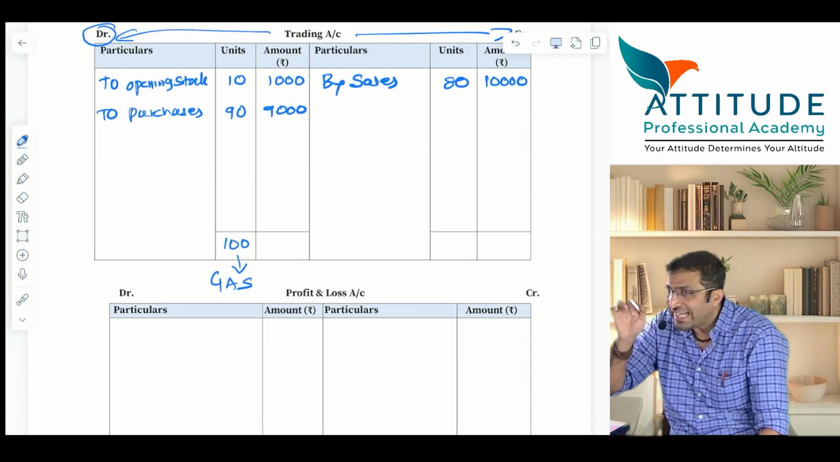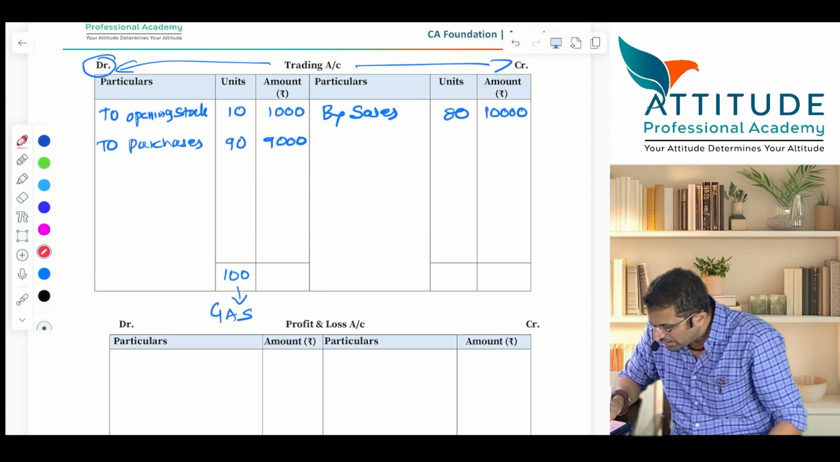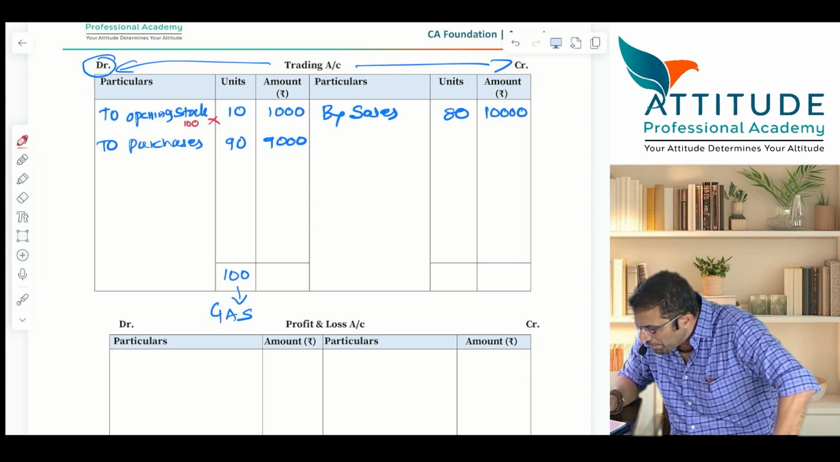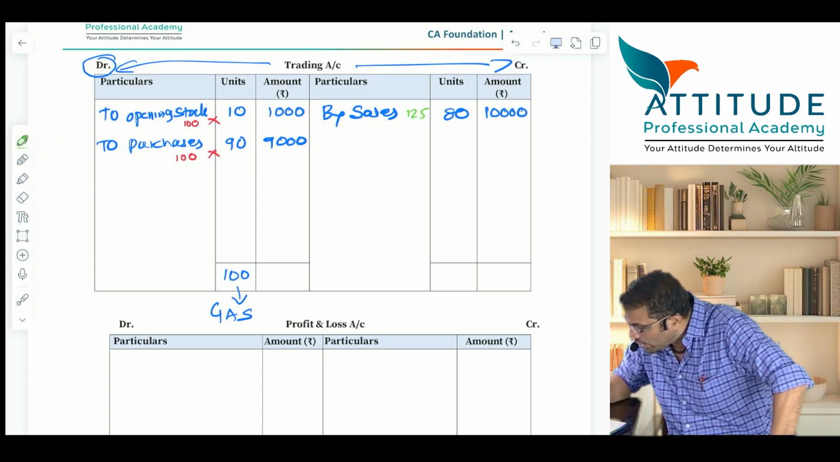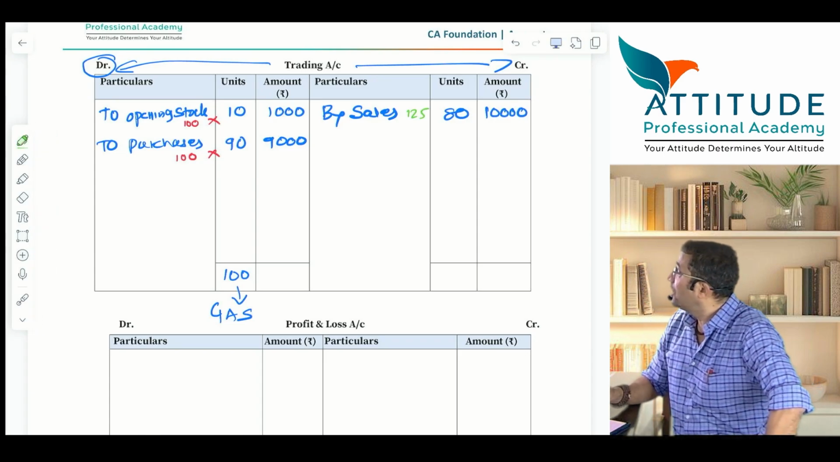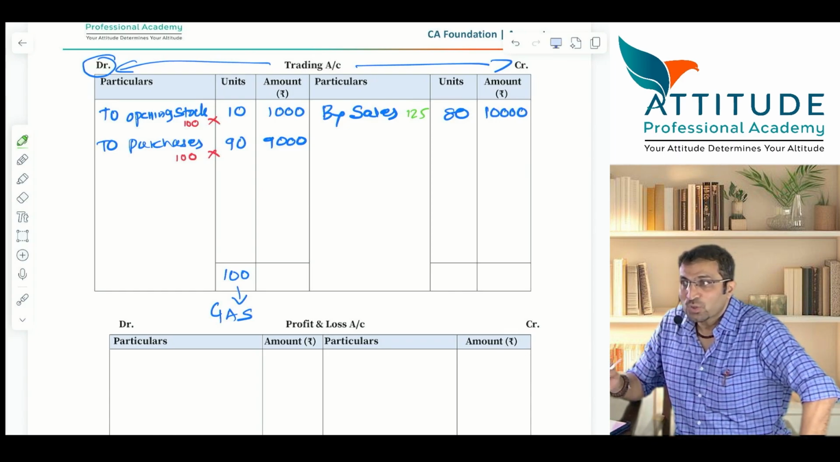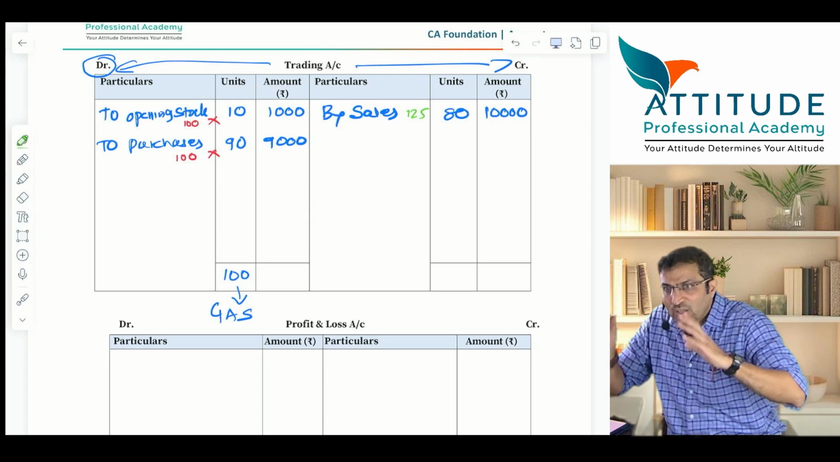Now I repeat, concentrate here. Sir, opening stock 10 units are valued at 100 rupees each. 100 into 10 is 1000. Correct? Purchases are also valued at 100 into 90, which is 9000. But sales are valued at 125. How much? 125 into 80. So 125 is the selling price and 100 rupees is the cost price. Yes or no?